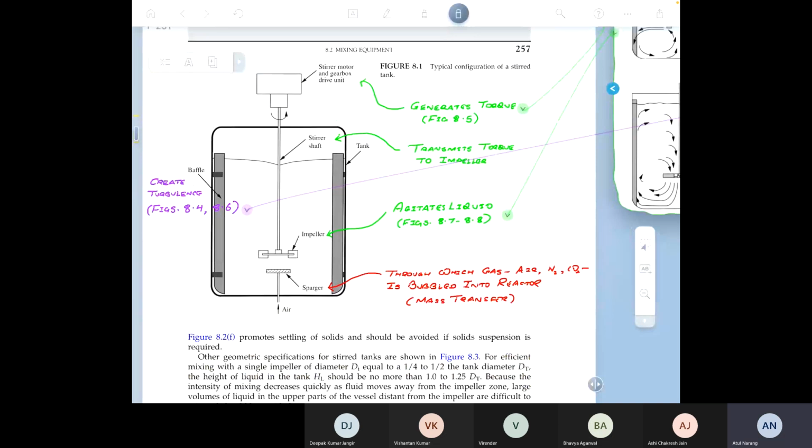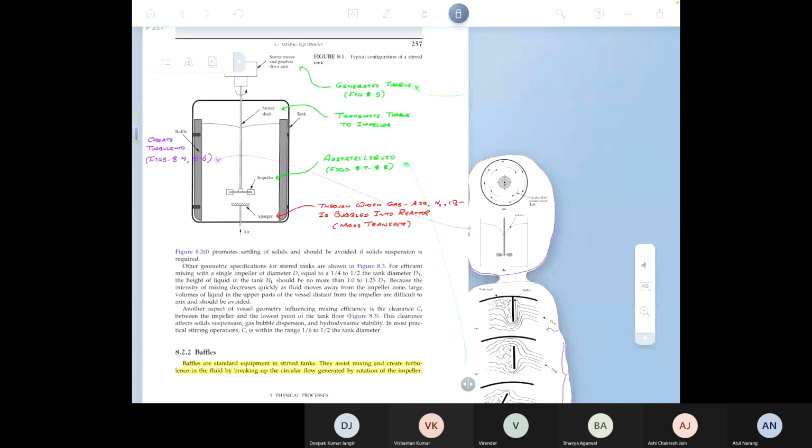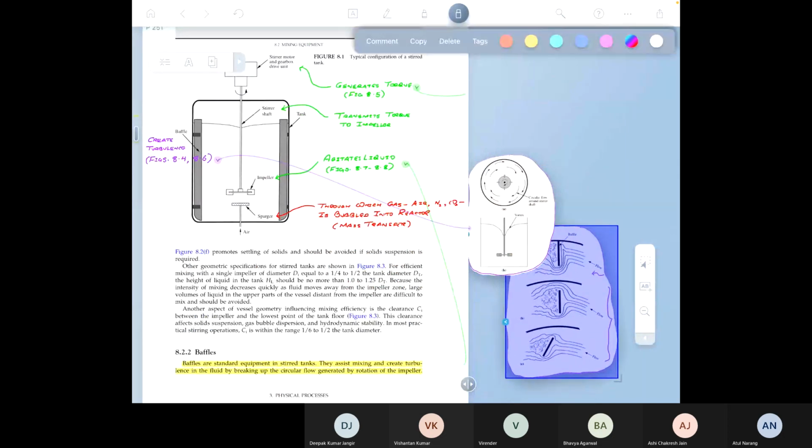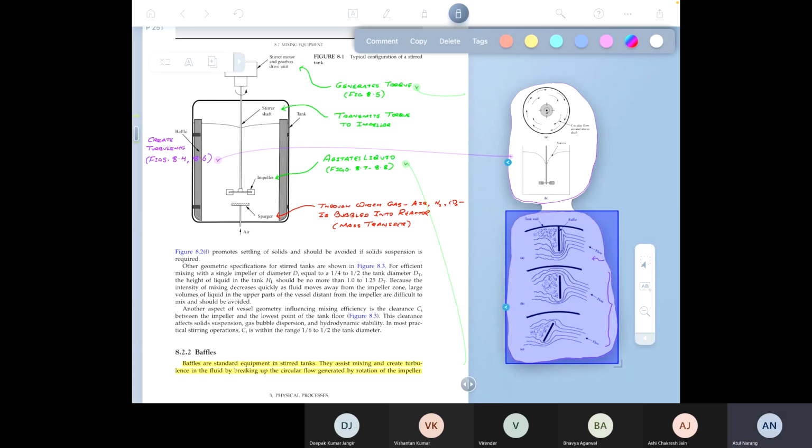And the last point I want to explain is these baffles. Now, it's very easy to see what this is about. Basically, if you did not have these baffles, then as shown in the picture on the right hand side, make it a little bit bigger.